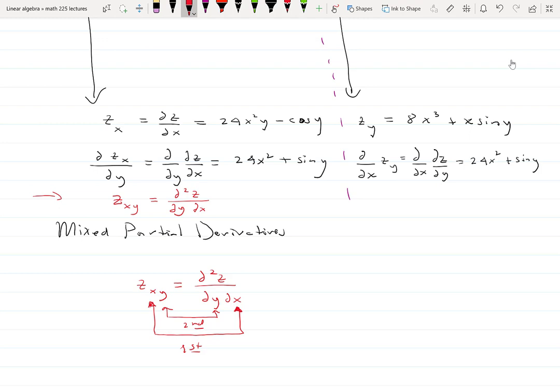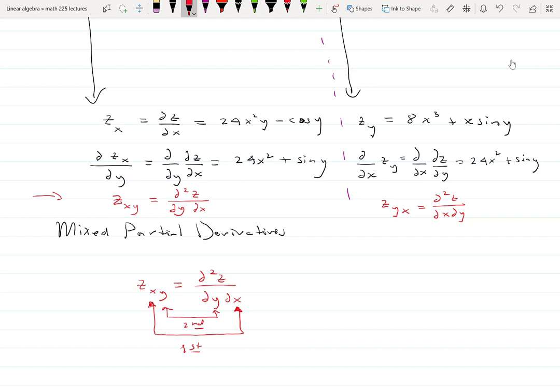Okay. Also, if I go to our partials with respect to z above, with respect to x above, we have z_yx, which is the second partial, first with respect to y, then with respect to x. So we have to do that reversed. We have to reverse the way we read it in the denominators.